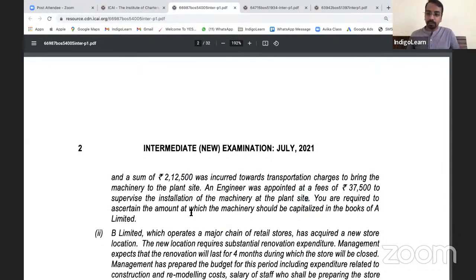So here you have to say that all the costs which are incurred to bring that property, plant and equipment in the condition and location to be operated in the manner as intended by the management, those costs will be capitalized, and then we can just include all of these costs.